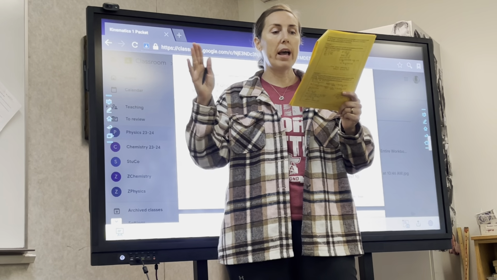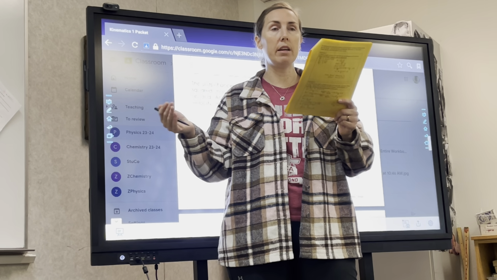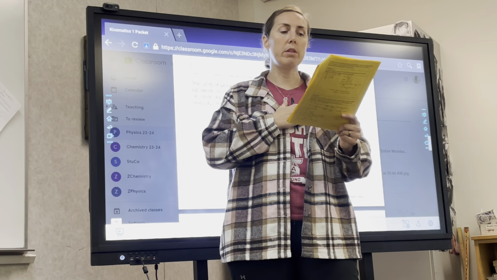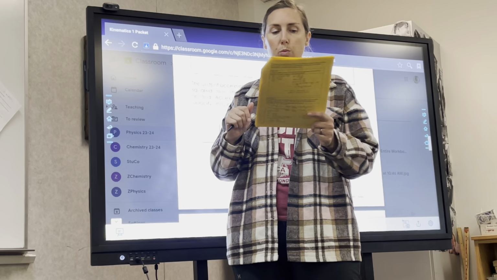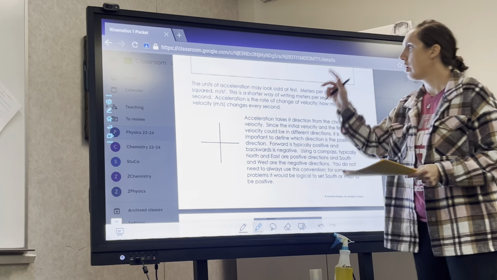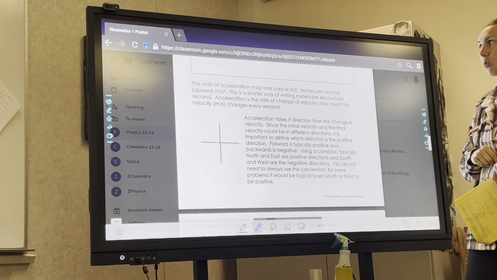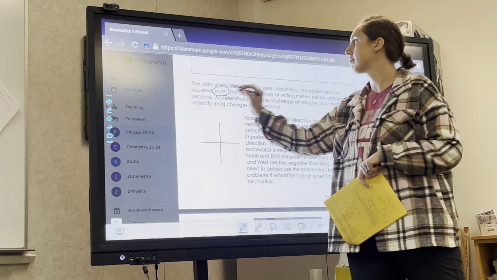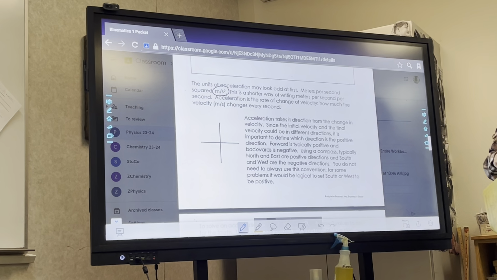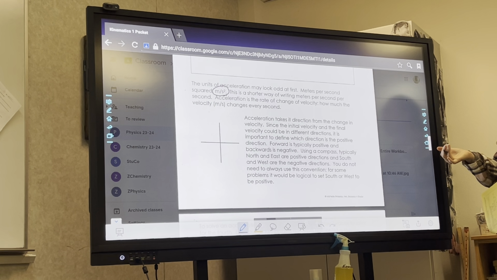Also, if you would have to add them to a coordinate plane, there are some rules too. I don't do this, but just so y'all know, here are some rules. First off, the units of acceleration may look odd at first. Meters per second squared, fill that in. This is a shorter way of writing meters per second per second. Acceleration is the rate of change of velocity, how much the velocity in meters per second changes every second.